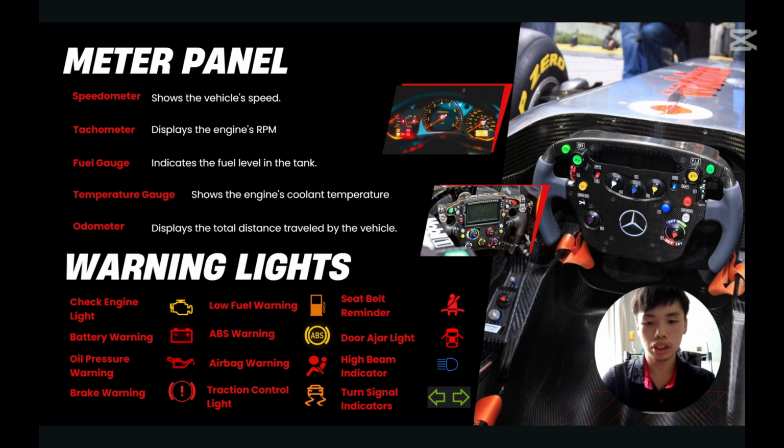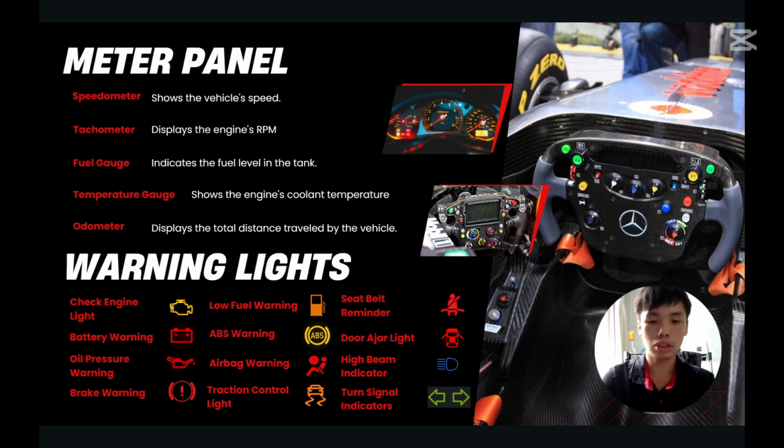The brake warning shows that the handbrake is still pulled. A low fuel warning shows that there is little to no fuel inside the vehicle. ABS stands for anti-lock brake system. The ABS warning shows that the braking system is not working and drivers should drive their vehicle with extreme caution.